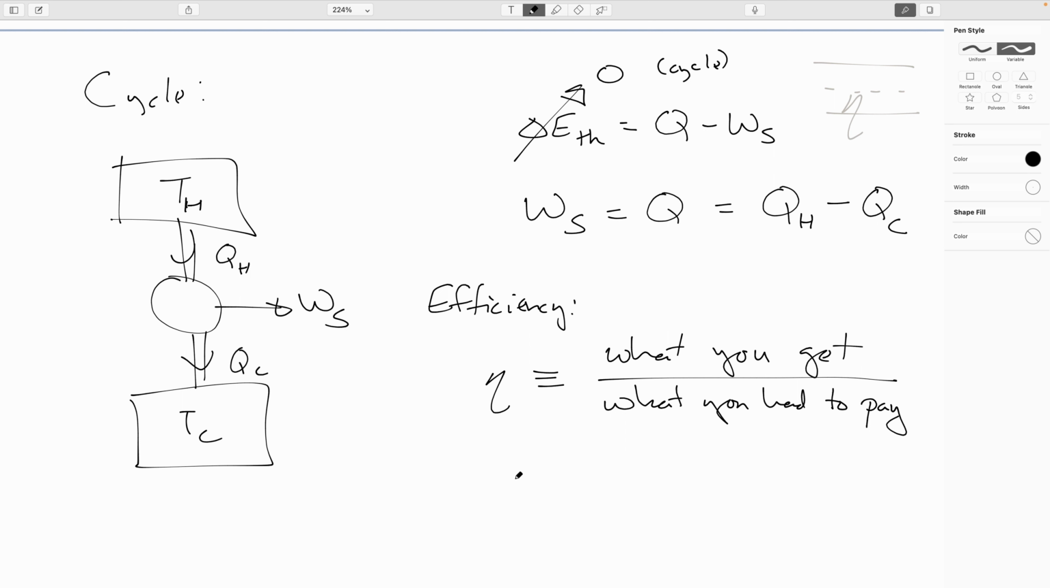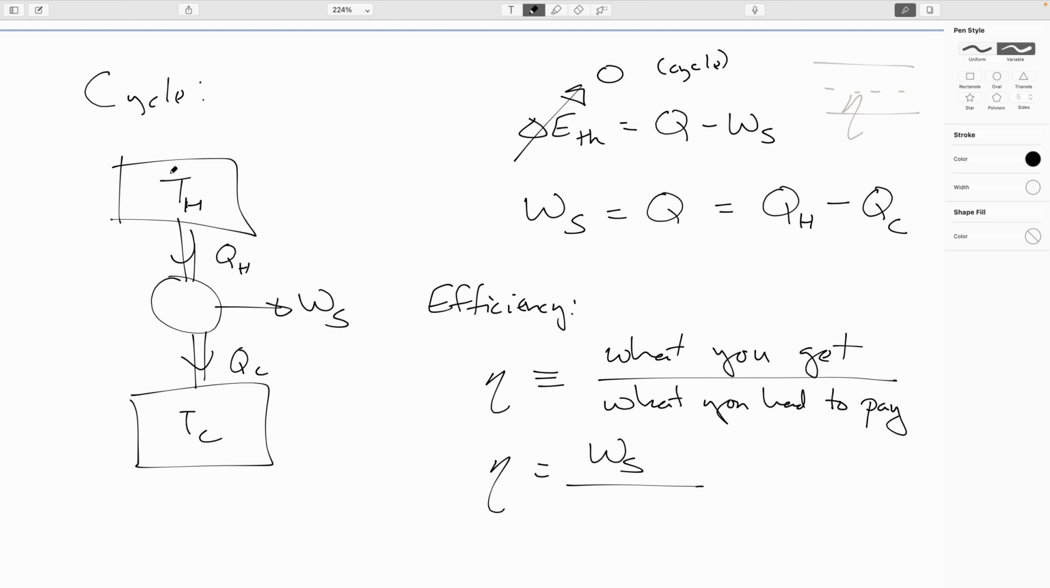So in this case, if we're talking about what we're going to get out from a heat engine, well, what are we getting? We're getting the work done by the system. What do we have to pay to get that?